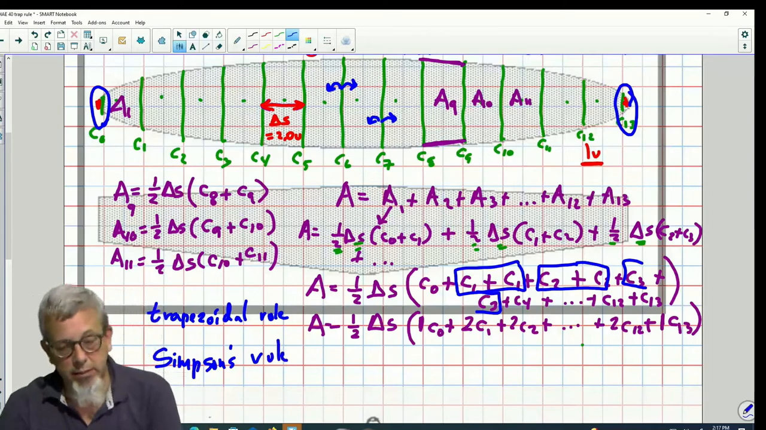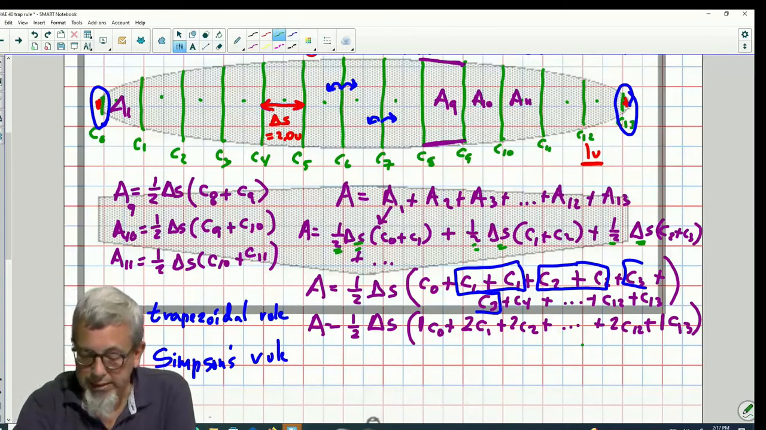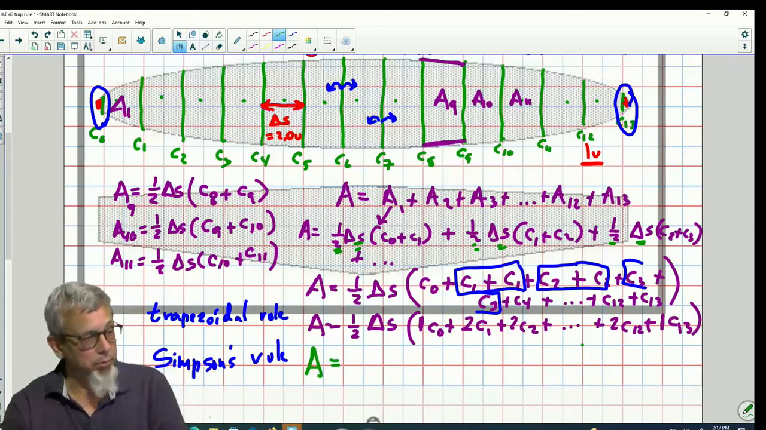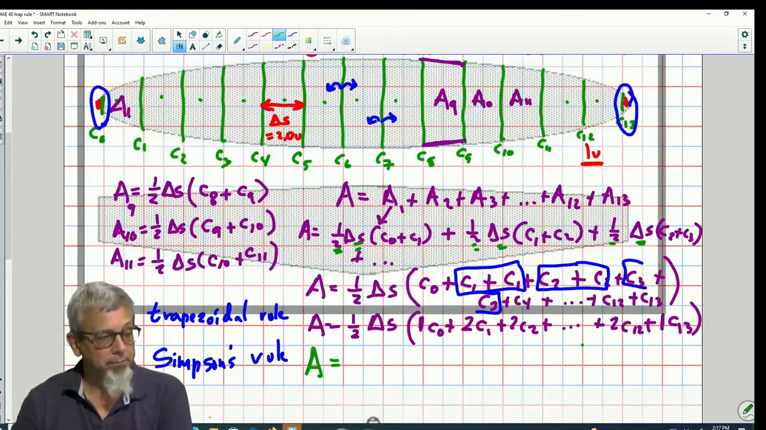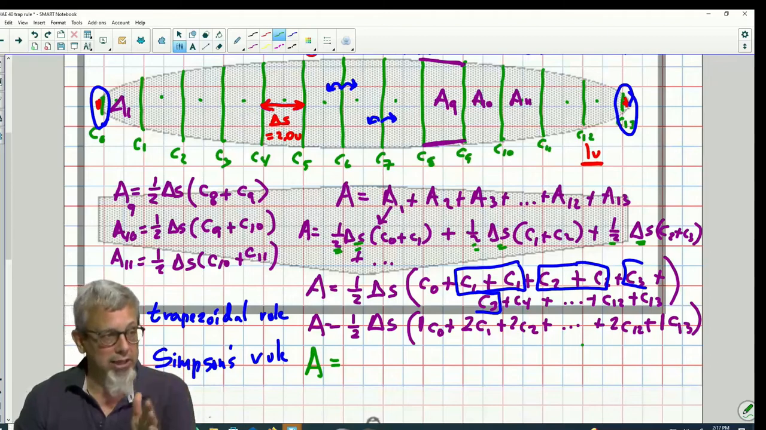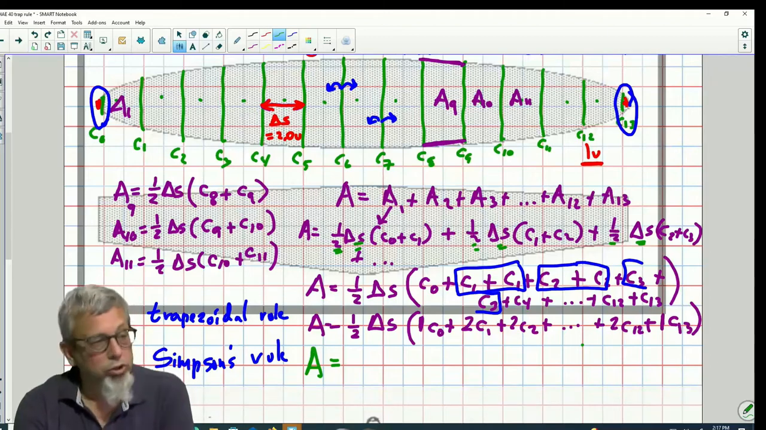And in the case of Simpson's rule, we use this same basic idea of slicing things up and dividing them. However, as it turns out, we have to be very particular about our choice of slices. And let me show you why. We'll start off with Simpson's rule.